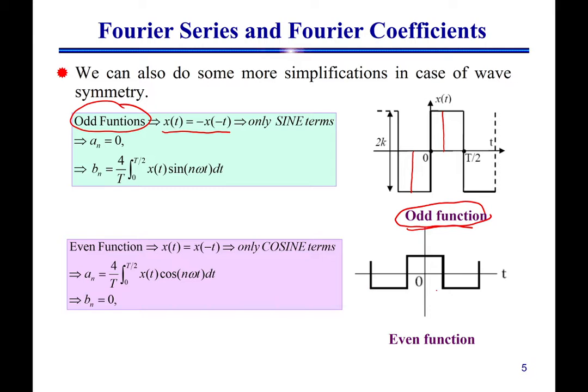This function, we call it an even function. Again, when we draw it, we find that x of t will be equal to x of minus t, so they will have the same magnitude. In this case we call the function an even function, and in an even function we are going to have only the cosine term. That means only An will be available, and Bn will be 0.